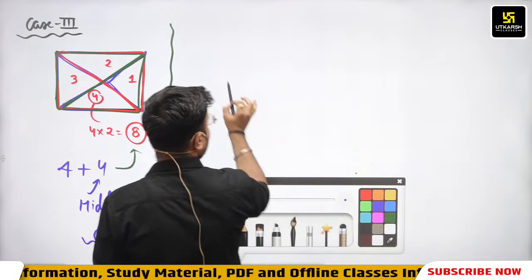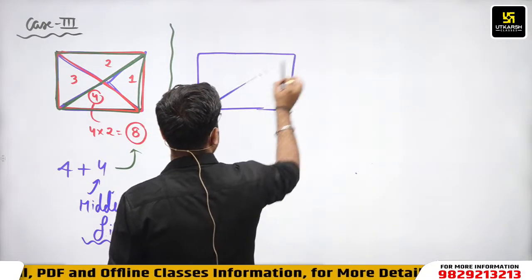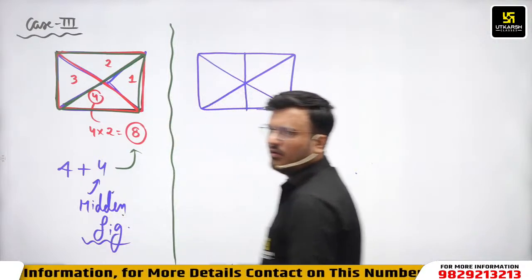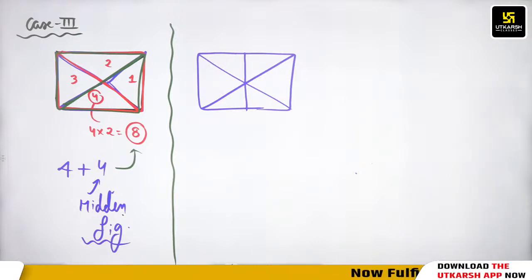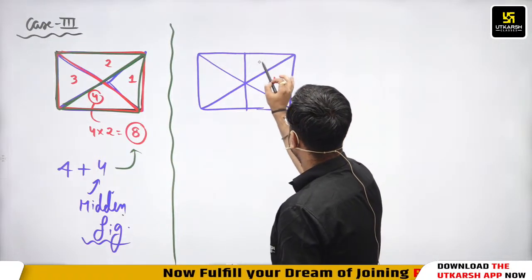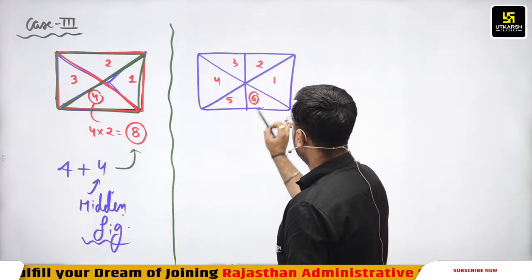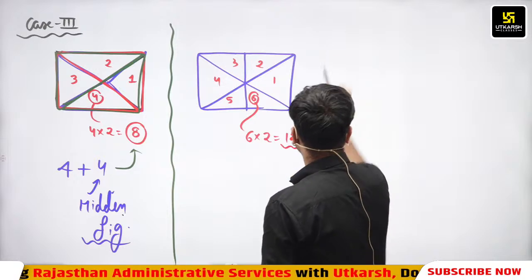Similarly, if I am taking this figure and if I am drawing one more line here, now how many triangles are there? So 1, 2, 3, 4, 5 and 6, and we need to double this number. So 6 into 2, 12 triangles are there.